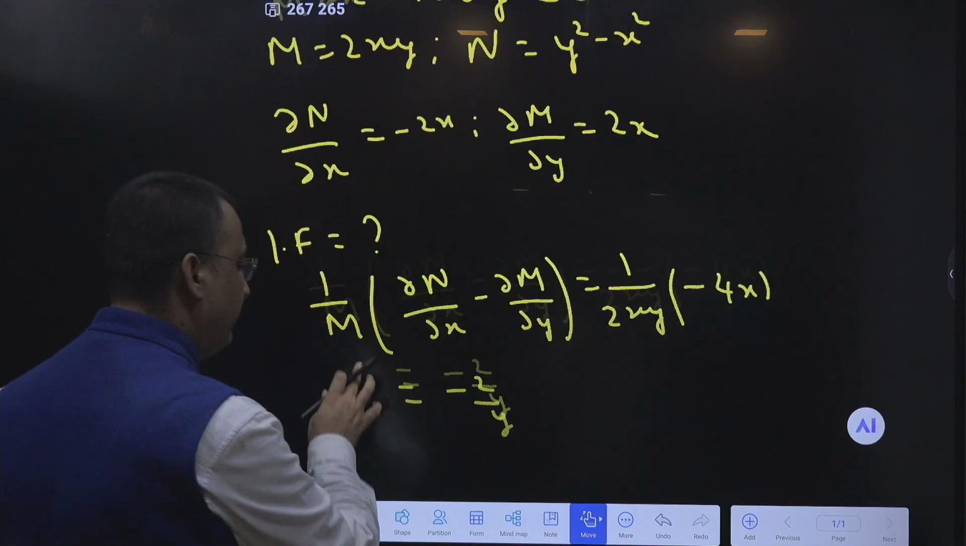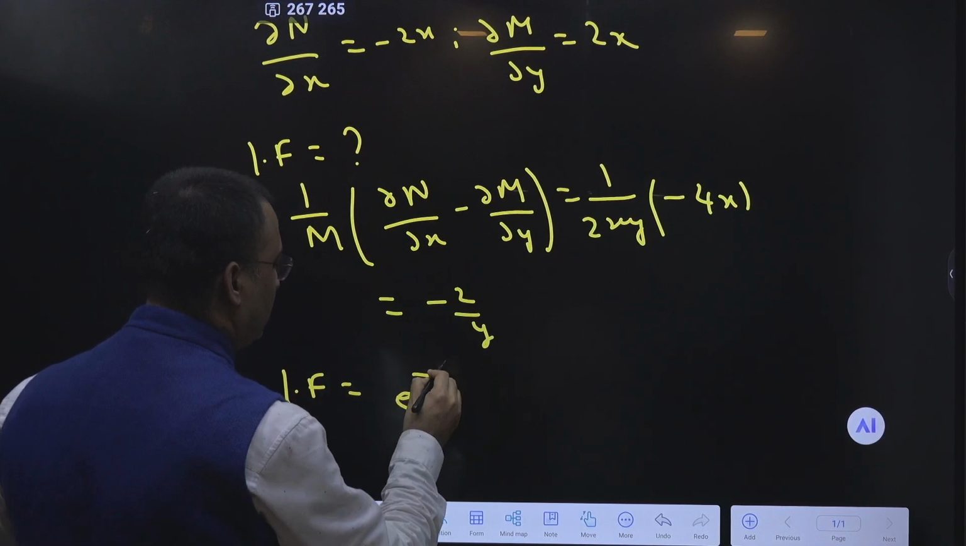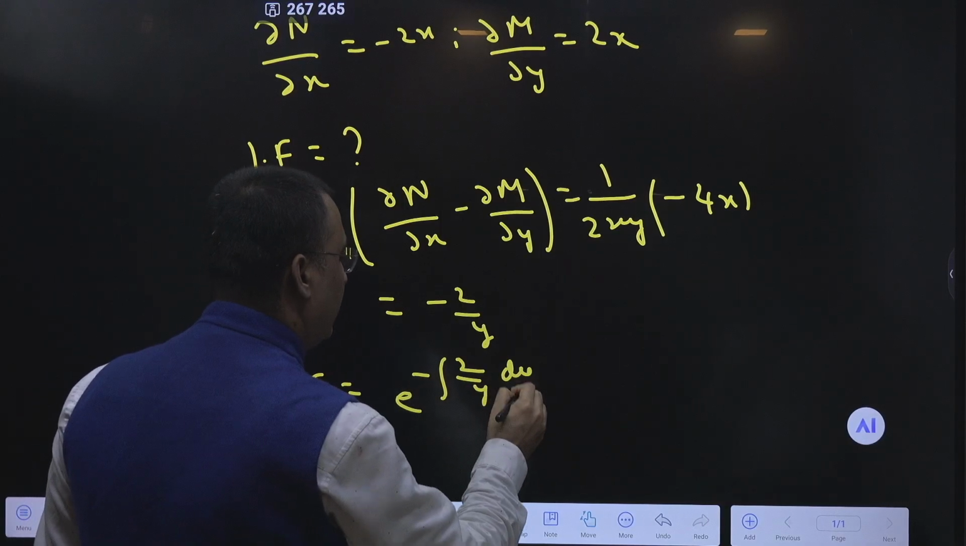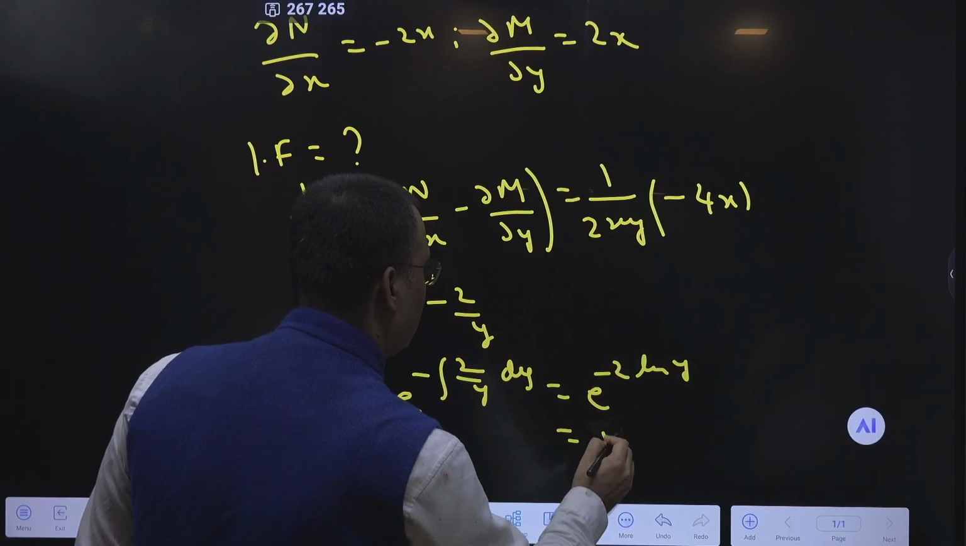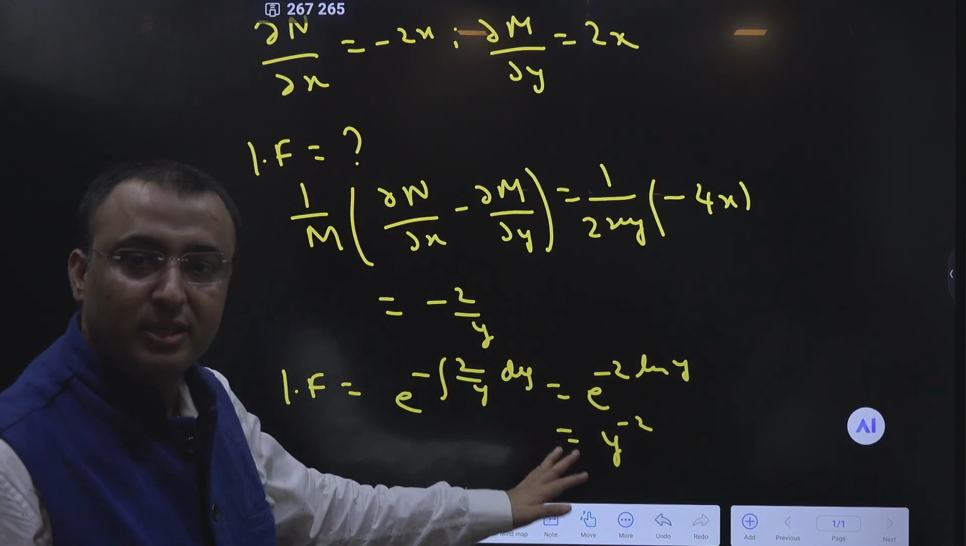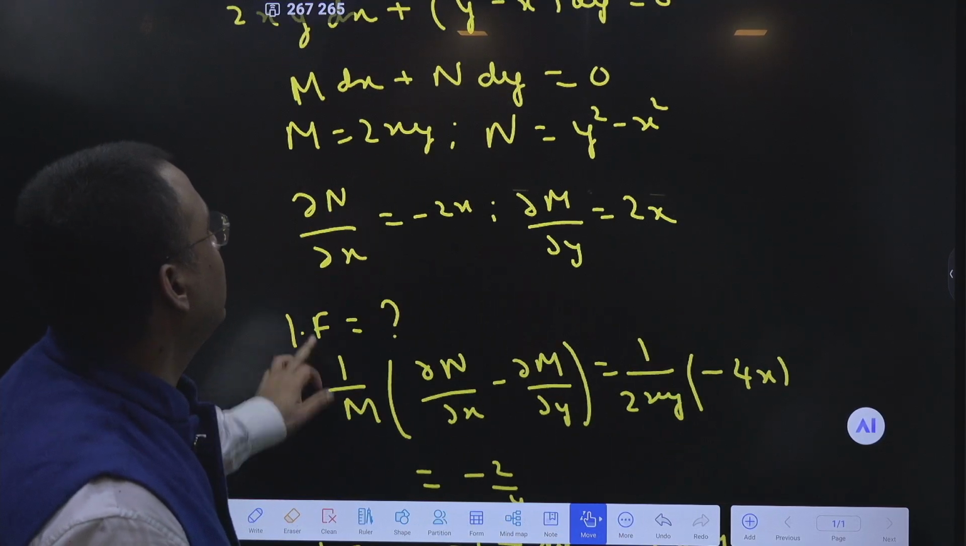So, integrating factor, this is a function of y alone: e to the power of integral of minus 2 by y dy, that is minus 2 ln y. So, y to the power minus 2 is the integrating factor. Correct? I could have done by homogeneous equation also.